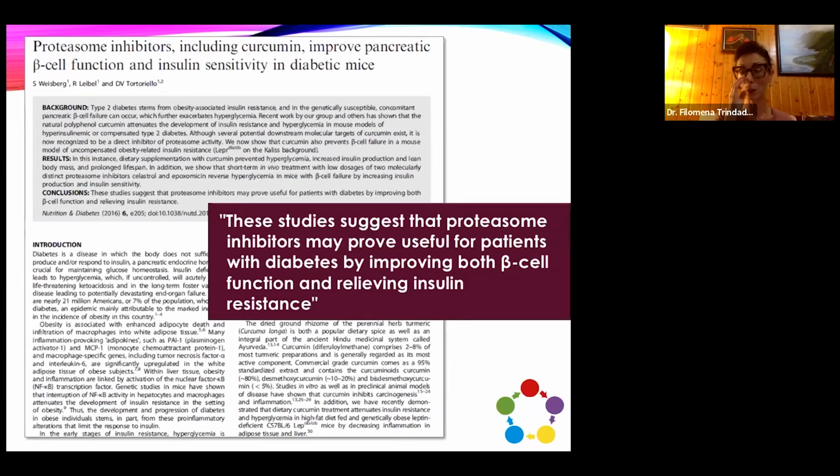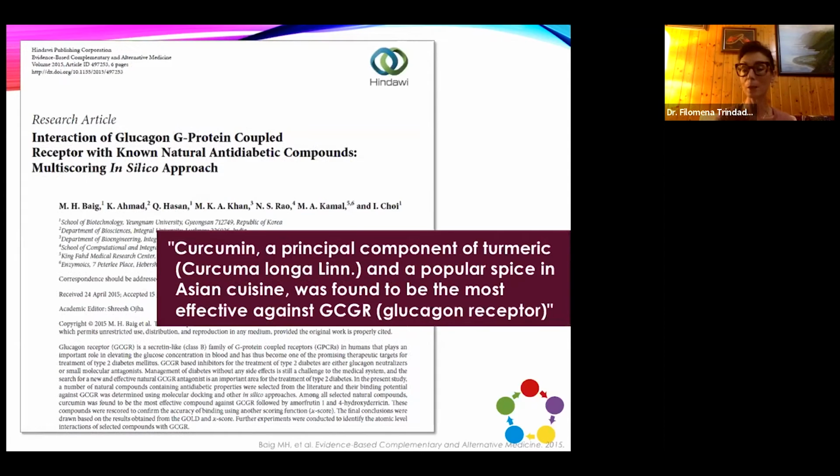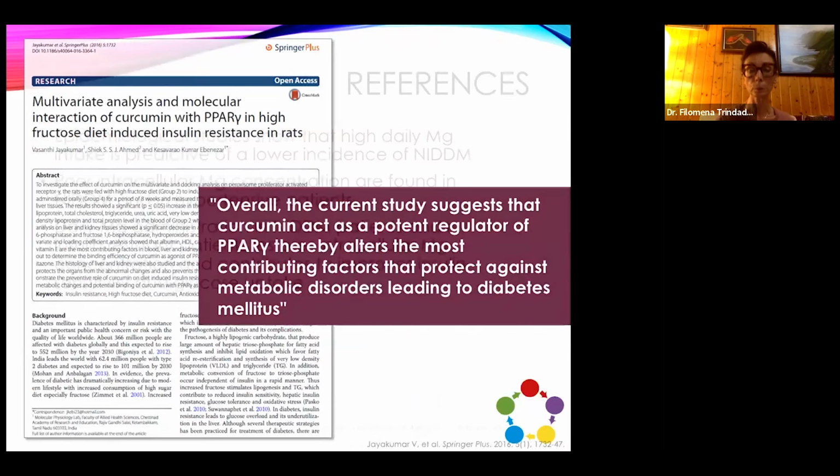And in the last 3 years, we've had an explosion of studies looking at curcumin and its effects, and even just the direct effects on the pancreatic beta cell. And we've looked at different types of curcumin.